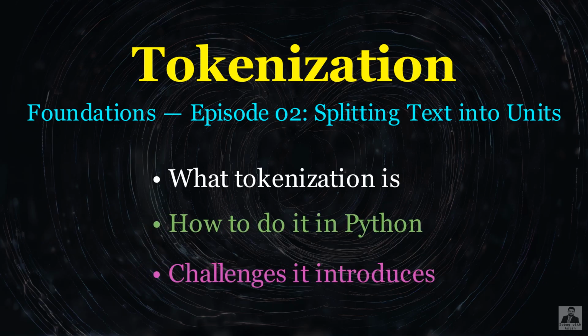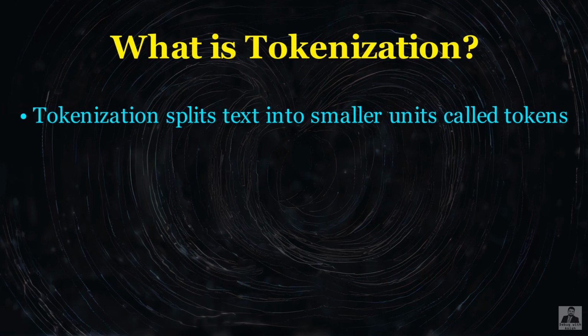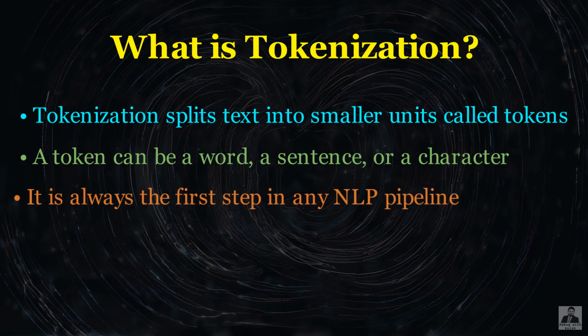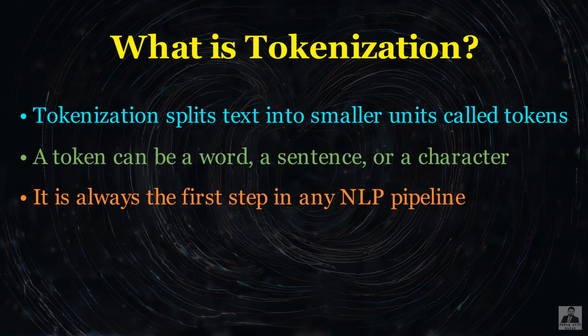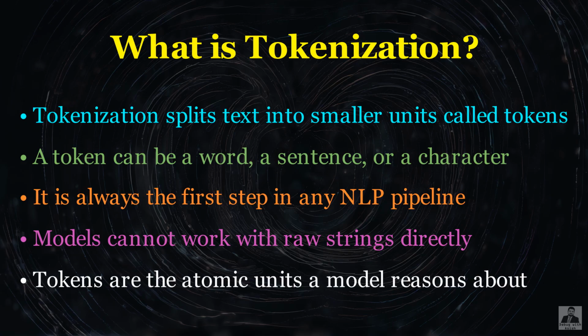challenges it introduces. Tokenization is the process of splitting a piece of text into smaller units called tokens. A token can be a word, a sentence, a subword, or even a single character, depending on the approach. This is always the first step in any NLP pipeline because models cannot work with raw text strings directly. They need structured, countable units. Tokens are the atomic pieces that every downstream step builds on.